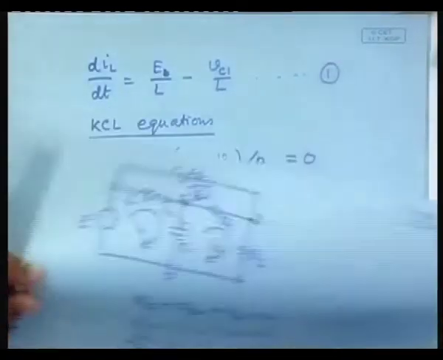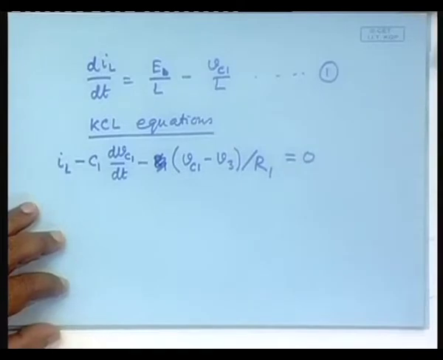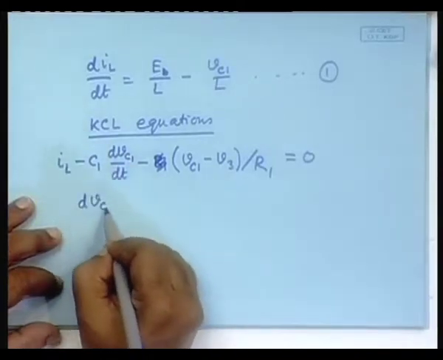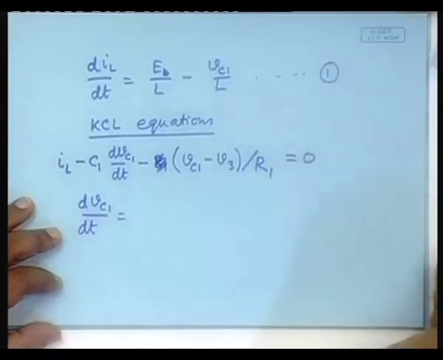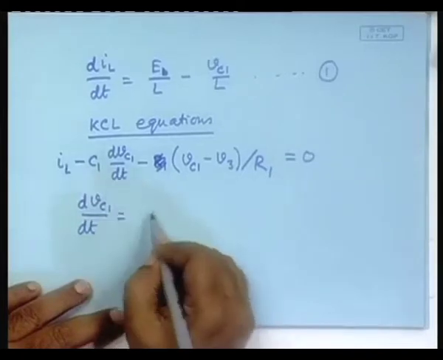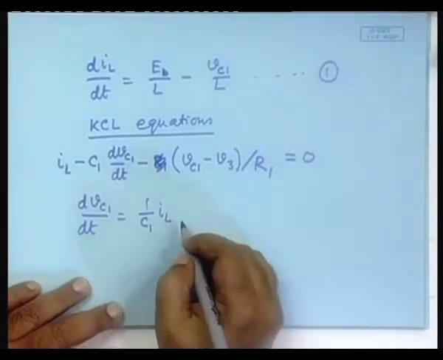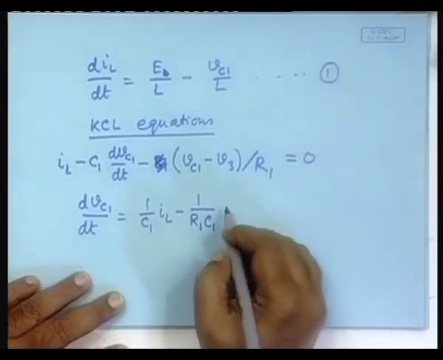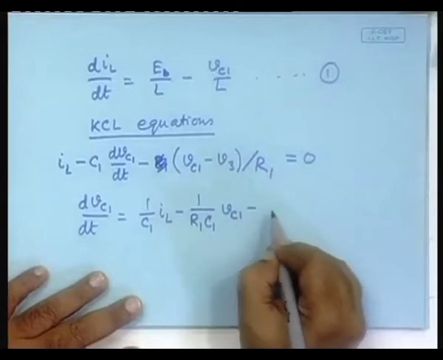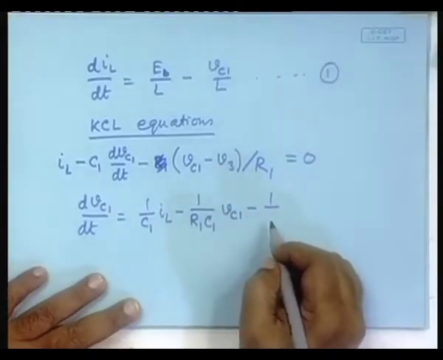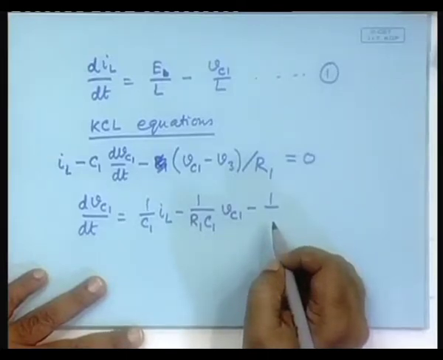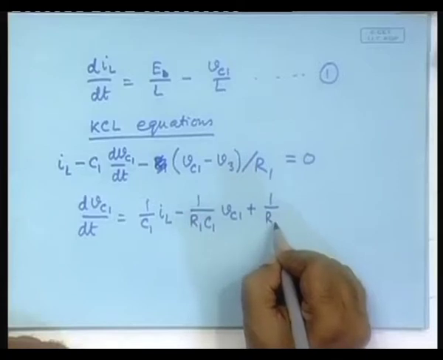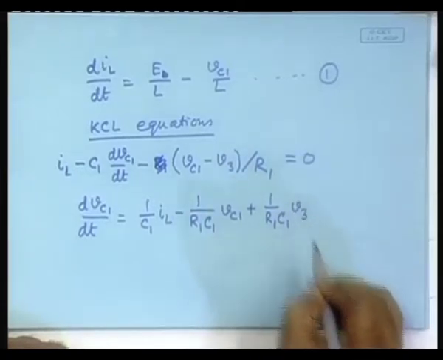Now, I need V3 in order to substitute this. Yes, we can write that easily, but let us extract the differential equation first. dVc1/dt is equal to, write the rest of it in the right hand side, it will be 1 by C1 IL minus 1 by R1 C1 Vc1, wait a minute, is this right? Plus 1 by R1 C1 V3, anything else?